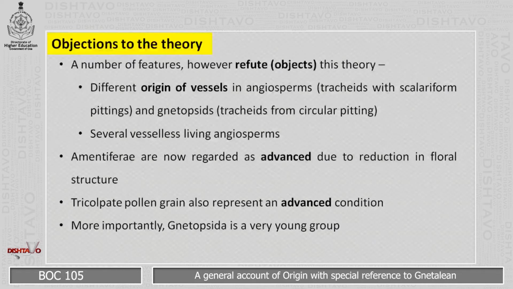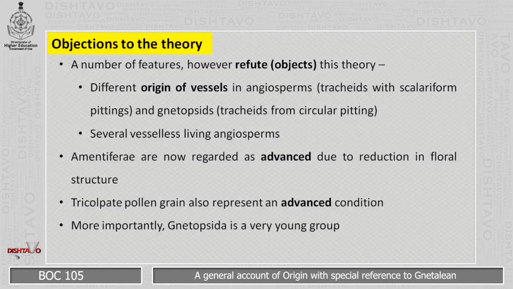Now, let us understand the objections that have been put forth. A number of features, however, refute the theory, though we have studied the similarities between the Gnetopsida and the angiosperms. First is the different origin of vessels. Now, though angiosperms as well as the Gnetopsids show the presence of vessels, the origin differs. In the case of angiosperms, the vessels arise from tracheids having scalariform pitting, and in the case of Gnetopsids, the tracheids with circular pitting give rise to the vessels.